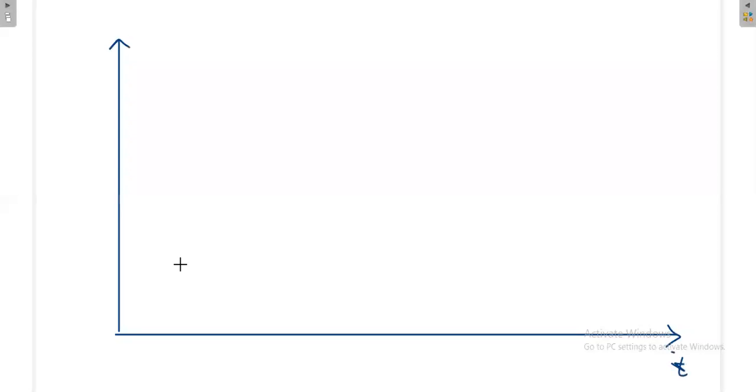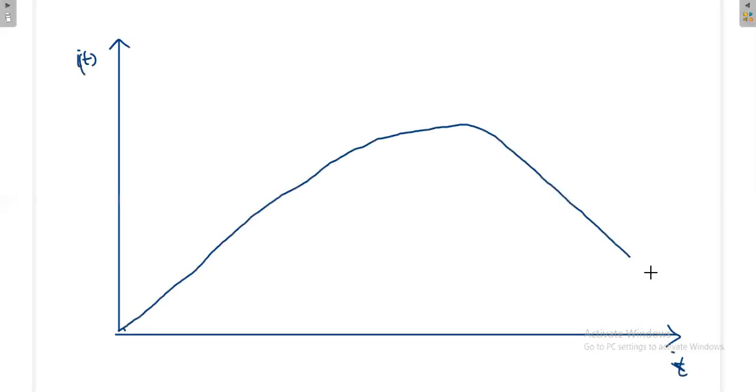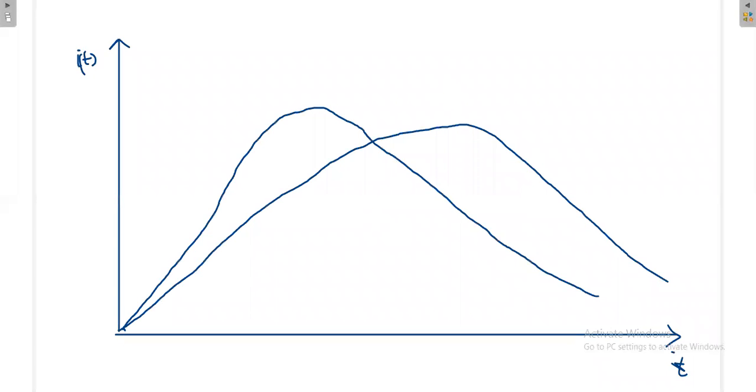Okay, so finally we'll compare all the systems. First, the over-damped system. An over-damped system will reach the peak value slowly, then it will decrease. A critical damped system will reach the peak a little bit quicker as compared to the over-damped system, then it will decrease. This is over-damped, then this is critical damped.